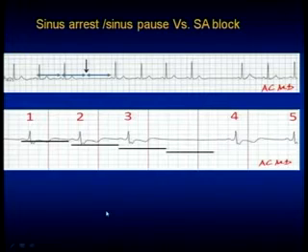On the other hand, if you have a sinus block rather than a sinus arrest, or SA block rather than a sinus arrest or a sinus pause, we can infer the presence of this SA block while calculating the PP intervals.